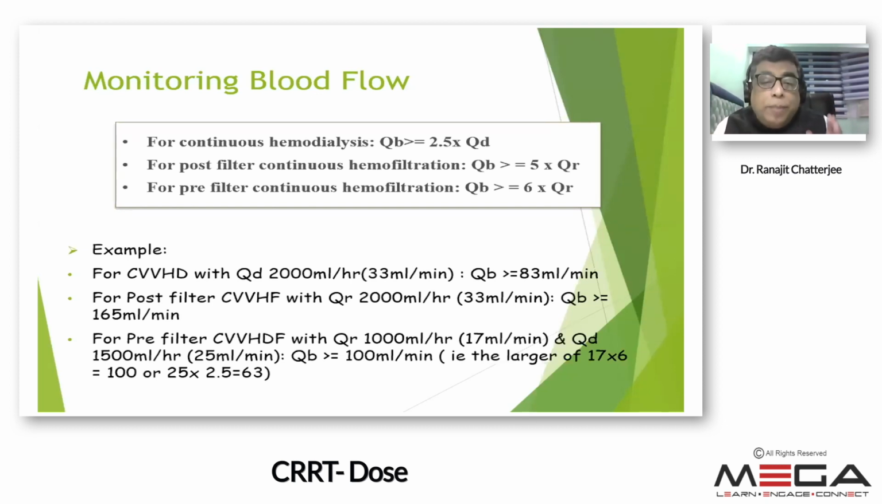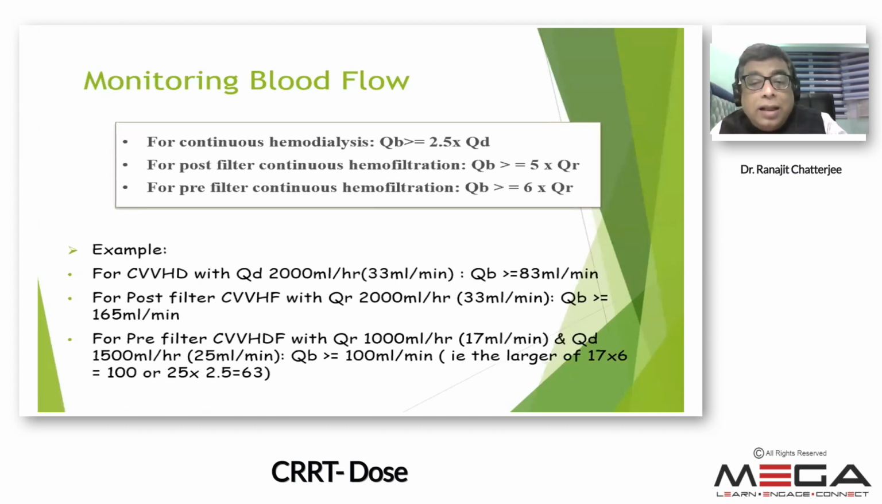For example, in a pre-filter hemodiafiltration, your pre-filter fluid is around 1000 ml per hour. That is 17 ml per minute. So 17 into 6 times is 100 ml. So at least 100 ml you have to give in a pre-filter hemodiafiltration, that is, if you are giving pre-filter.